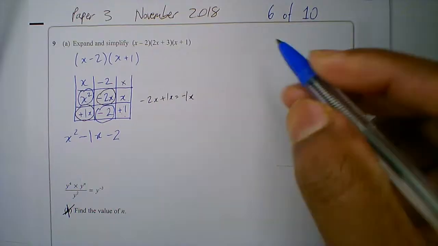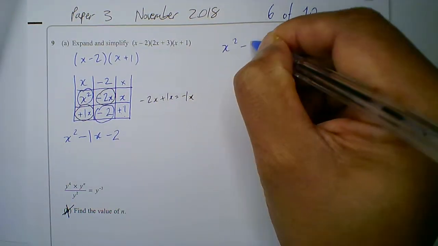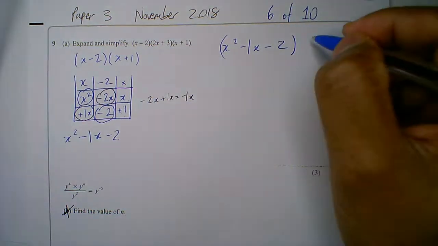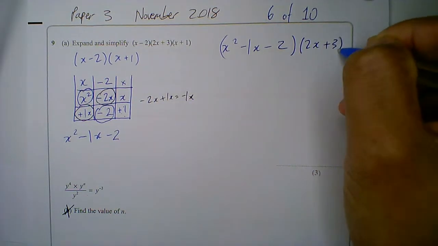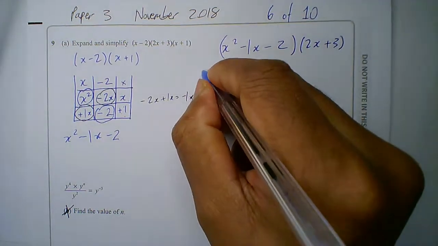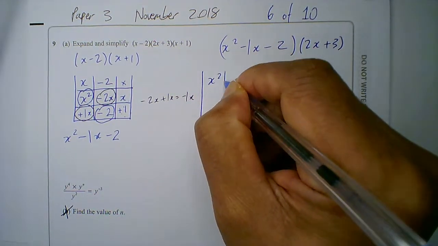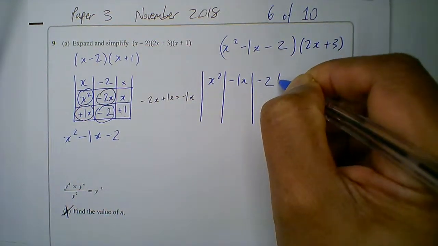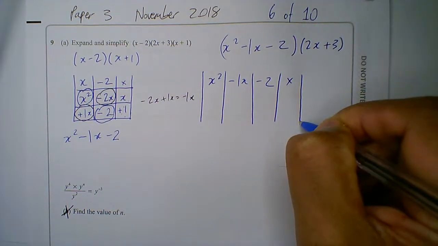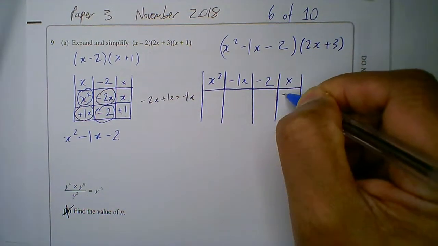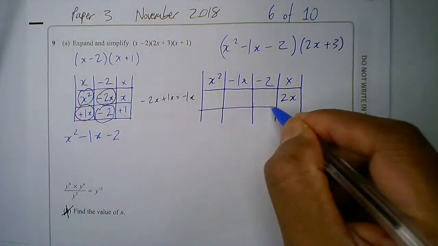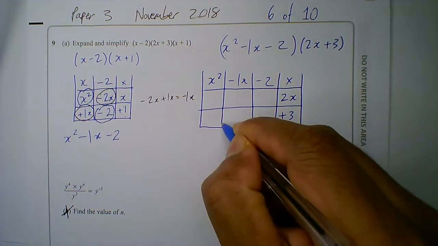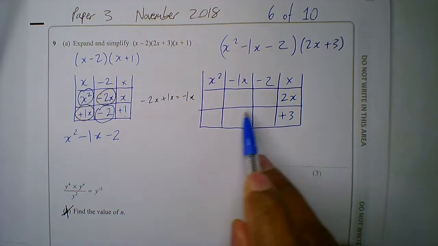And now I multiply this, x squared minus 1x take away 2, with my third term, which is 2x plus 3. And so again, I draw my grid. I'm going to have x squared minus 1x take away 2 times by 2x plus the 3. And now I can get my 6 terms.